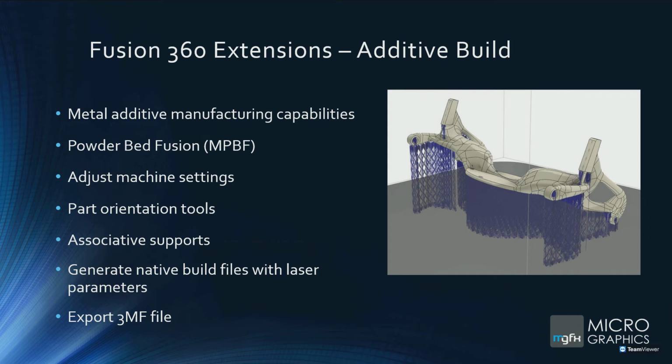So for each of these, the slides we have, we're going to start off with the additive build. The additive build extension lets you add metal powder bed fusion or SLM, selective laser melting machines, to your setups. So within Fusion, you would have those machines added in your setup options. And over and above this, you can adjust the machine settings as far as laser strength, coating layers. You'd be able to orient your parts and generate associative supports.